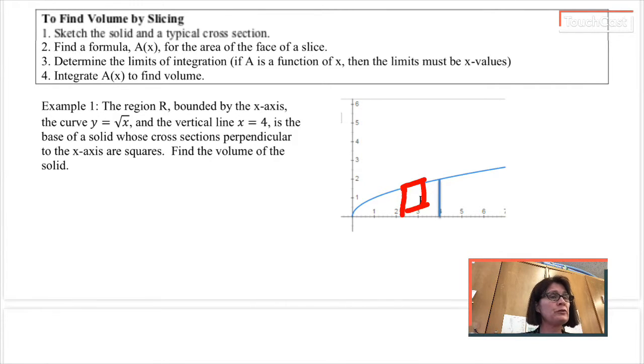So I want to think of a way to write an expression for the area of that square, and then the thickness of the square is going to be dx.